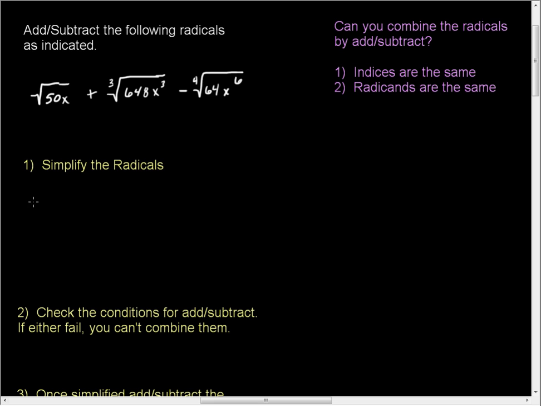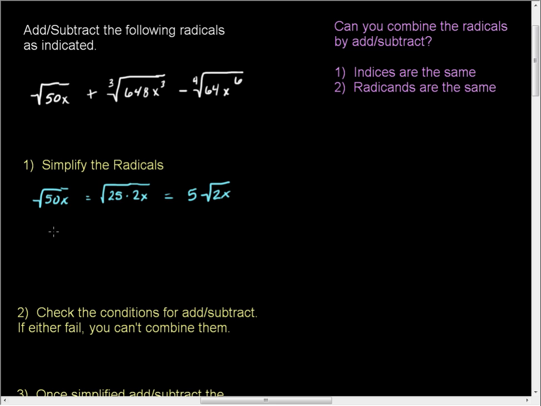So for the first one, we have the square root of 50x. Well, the square root of 50x can be rewritten as the square root of 25 times 2x. 25 is a perfect square, which is why I picked it. I can bring that perfect square out. The square root of 25 is 5. The square root of 2x is simply the square root of 2x. You can't simplify it any further than that.